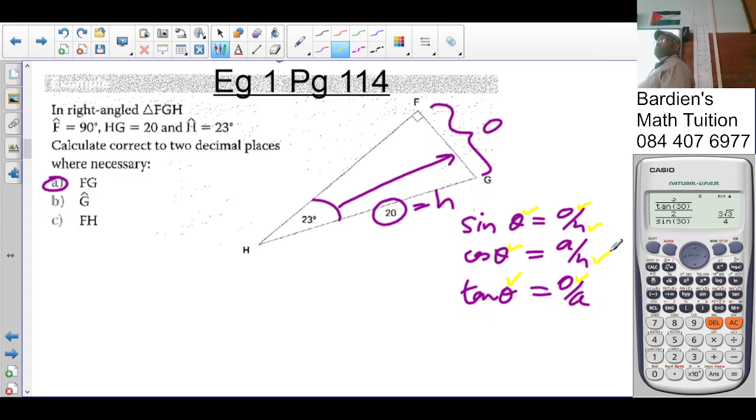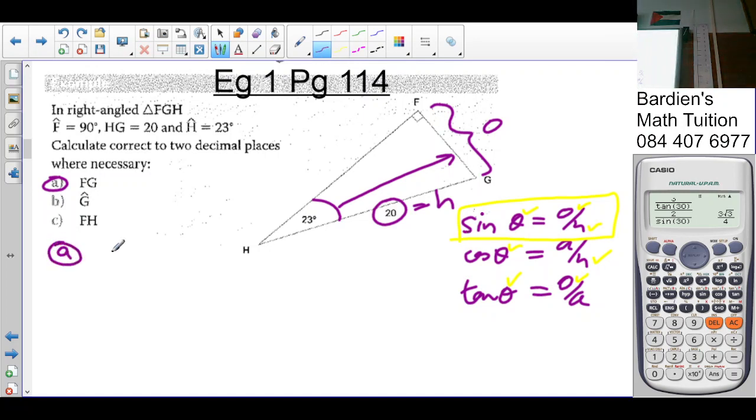Sine, cos, or tan? Sine. As you can see, it's 360. Now, do we have to write this down here all the time? No. You can do this in your head, it's fine. Okay. So we are going to use sine.